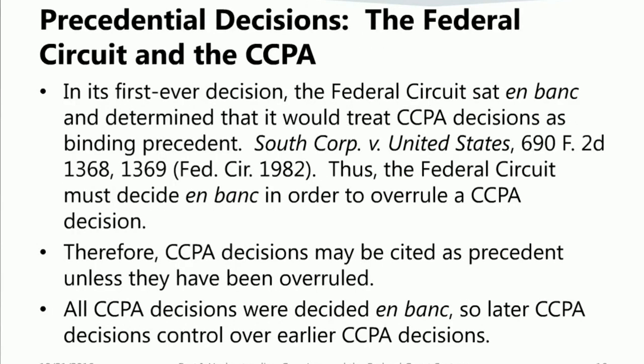The Federal Circuit has chosen to adopt CCPA decisions as precedent that must be followed. Thus, CCPA decisions are precedential and may be cited unless they have been overruled. Unlike the Federal Circuit, the CCPA sat en banc for all of its decisions. That means that later CCPA decisions are effective to overrule earlier CCPA decisions.